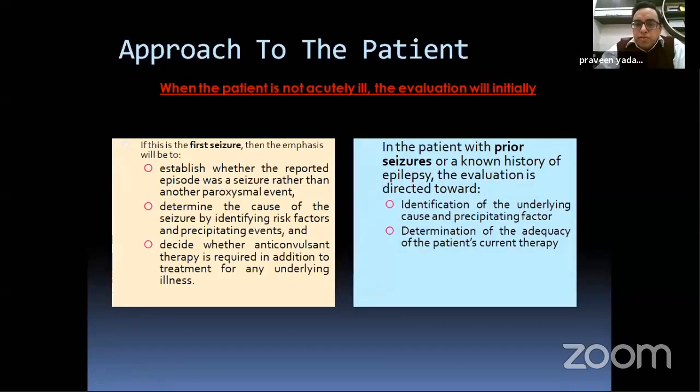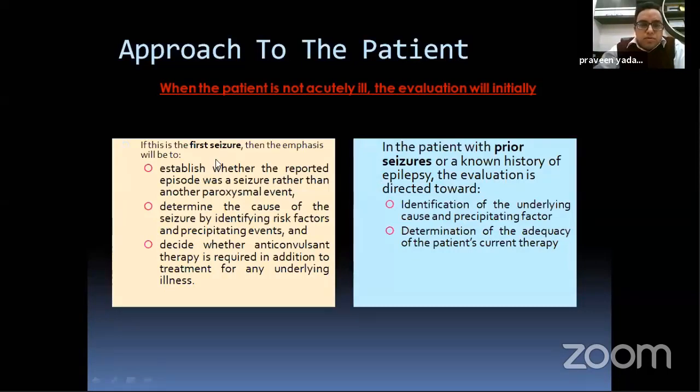So if there is a diagnosed case of epilepsy, then you have to see what triggered the seizure, whether the patient has missed the medicines, whether there was some underlying illness at the time, whether there was sleep deprivation, or whether there was any drug withdrawal or something like that. So the cause has to be found out.